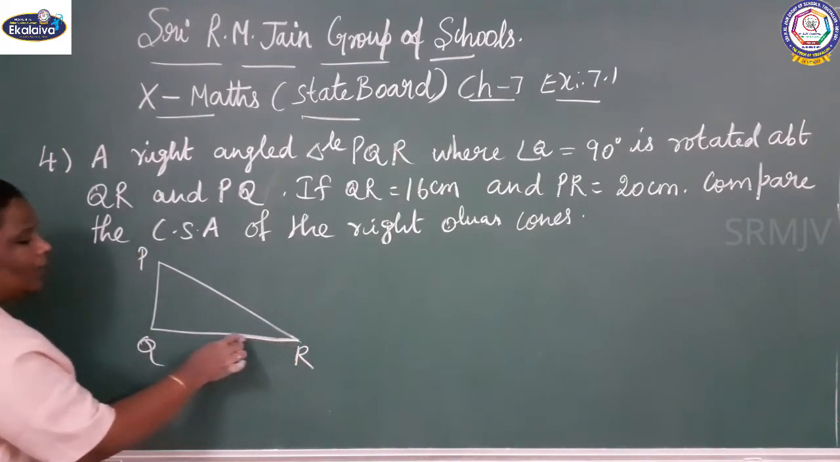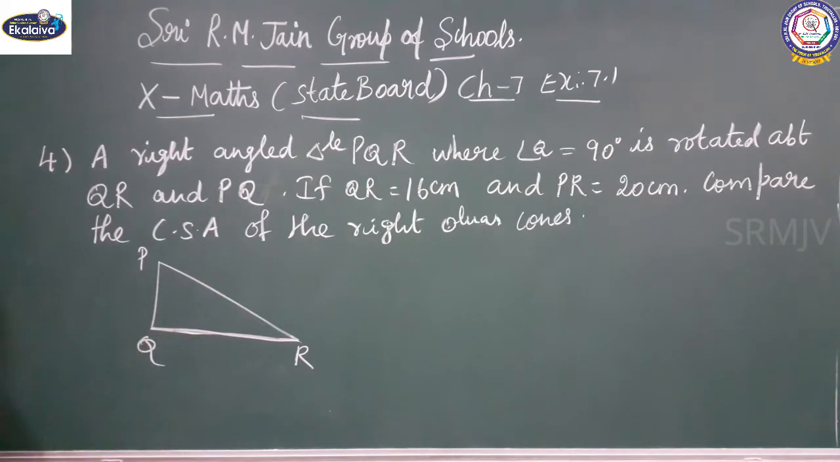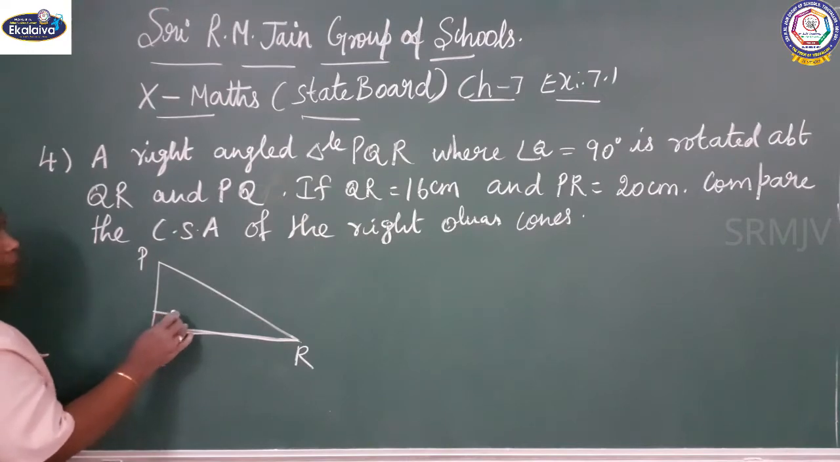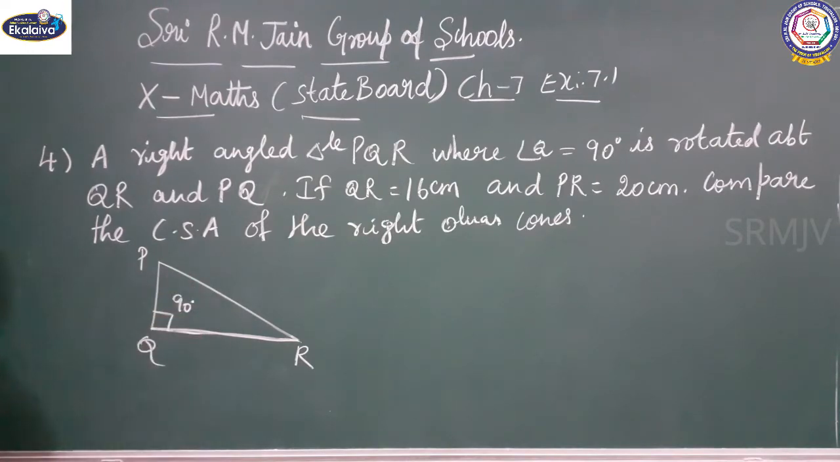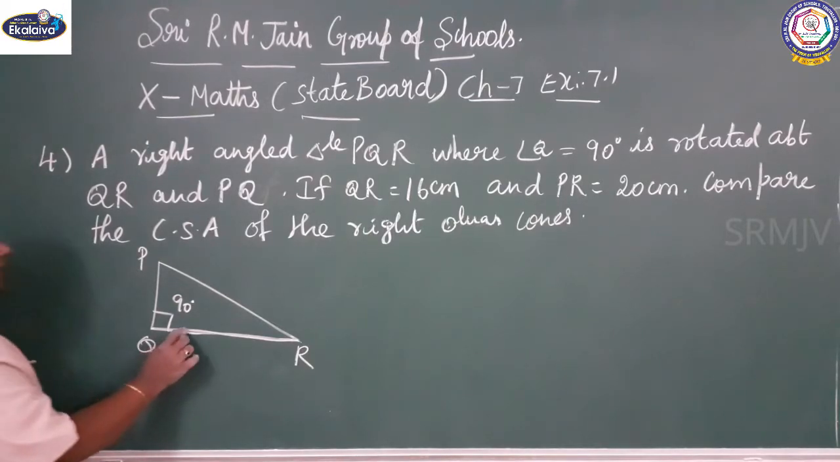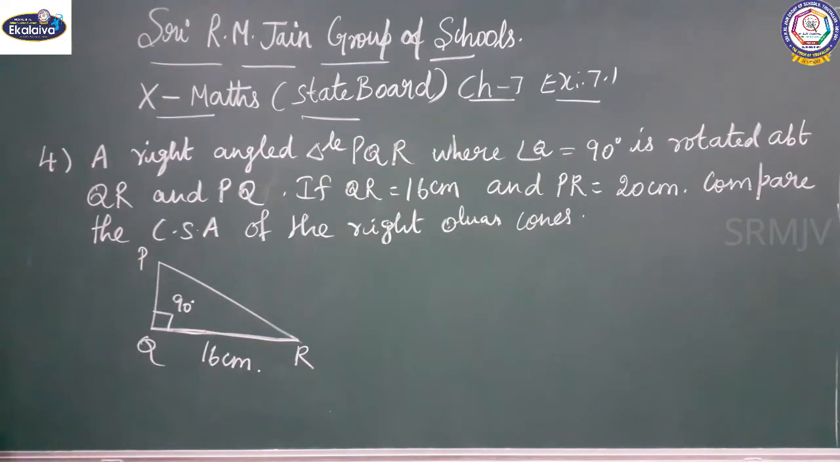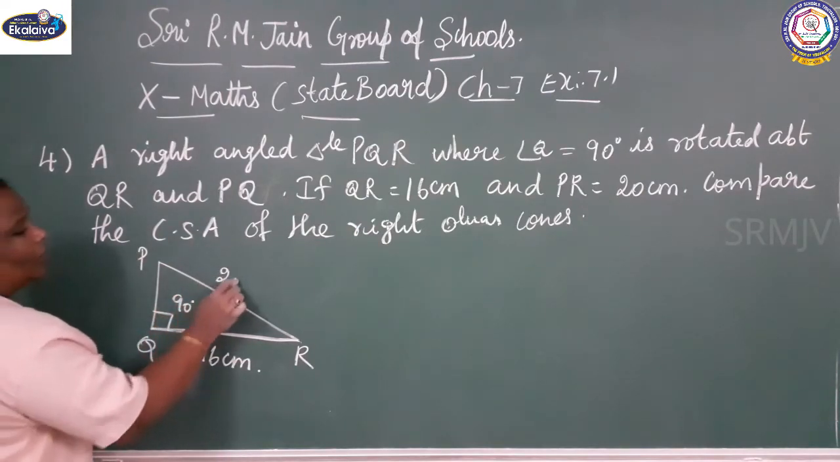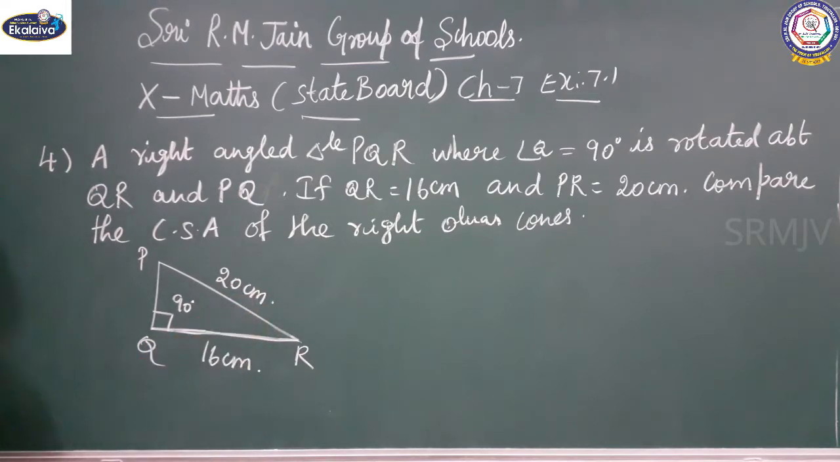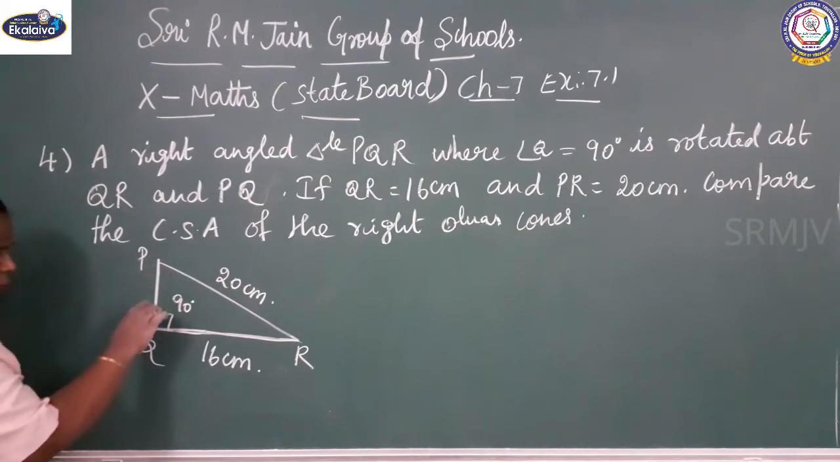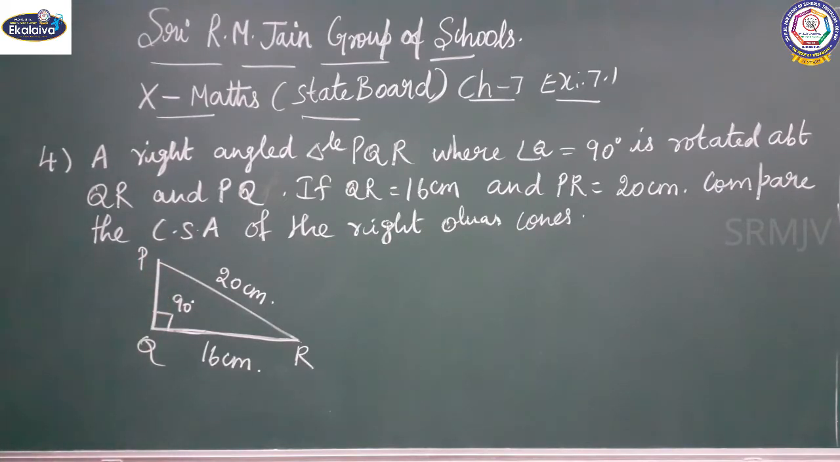In triangle PQR, angle Q equals 90 degrees, QR equals 16 centimeters and PR equals 20 centimeters. You should find out the value of PQ. What is the value of PQ?